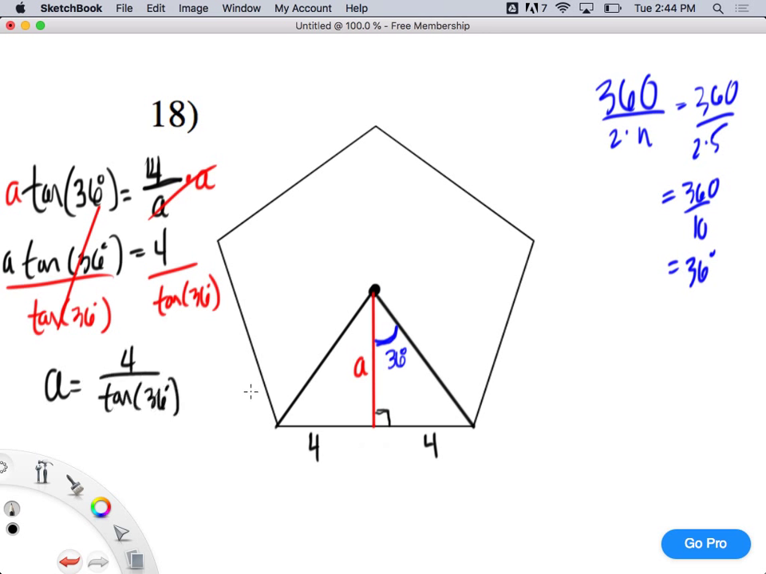Guys, pay attention. We've done these before many times. Look, if you end up with tangent of 36 equals 4 over A, then A just equals 4 over the tangent. If tangent equals 4 over A, then A is 4 over the tangent. It's like the A and the tangent swap places. You see that? You can do it.